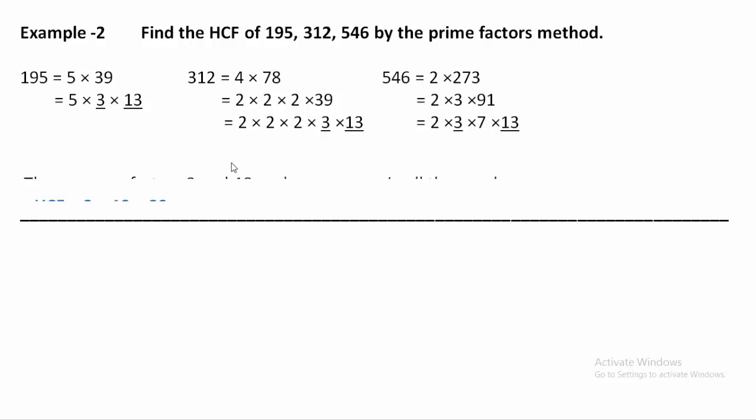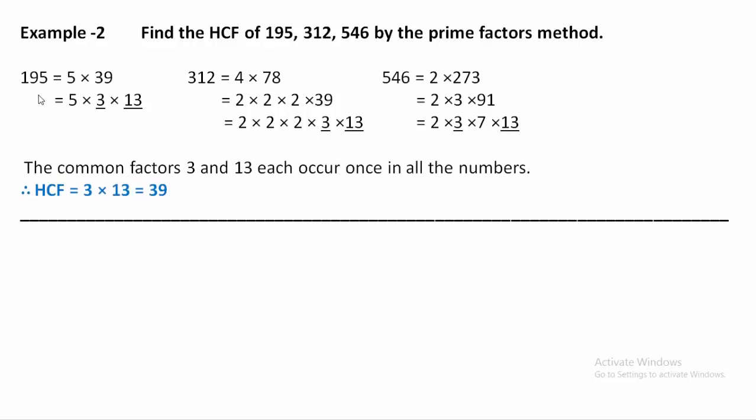So which are common between the factors of the 3 numbers? The common factors are 3 and 13, and that is why the HCF of the given numbers, means 195, 312, 546, is equal to 3 multiplied by 13 is equal to 39.